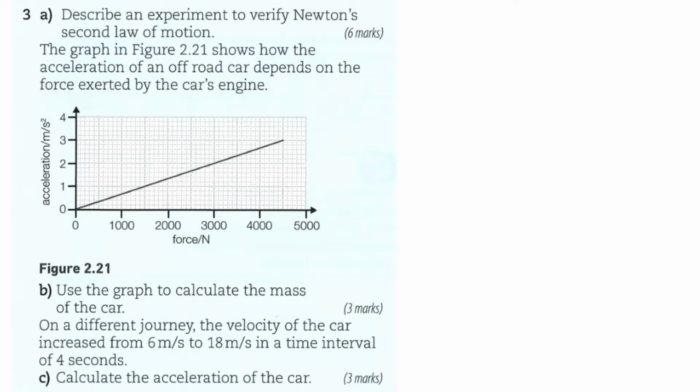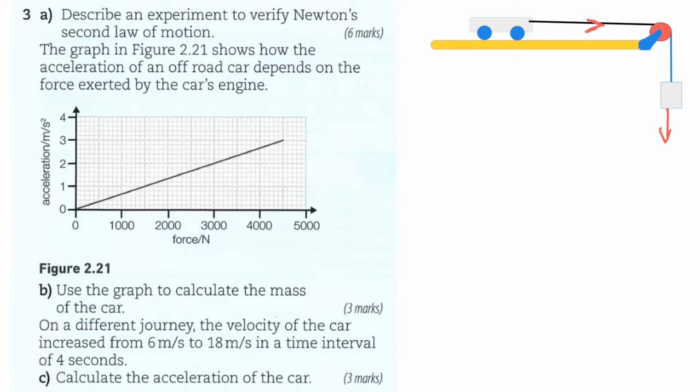Question 3a, describe an experiment to verify Newton's second law of motion, and that's worth 6 marks, so that's obviously going to be second law is F equals ma, so you're looking at the relationship between acceleration and force and acceleration and mass. So the standard experiment for this is this system with the trolley and the pulley and the weights. The weights provide a downward force. That force gets transferred to here, and you can investigate then how much force causes how much acceleration of the trolley.